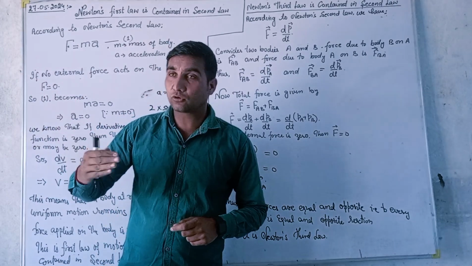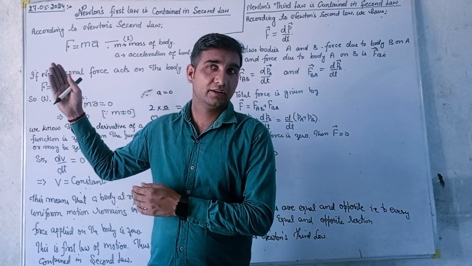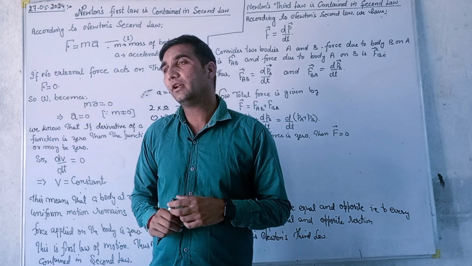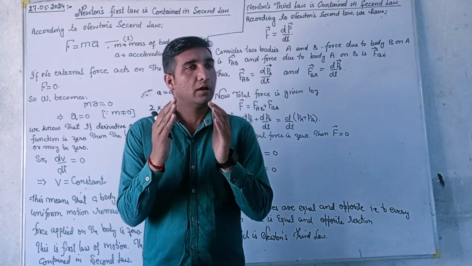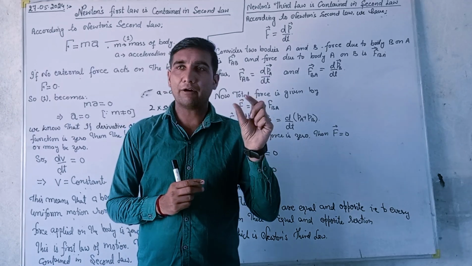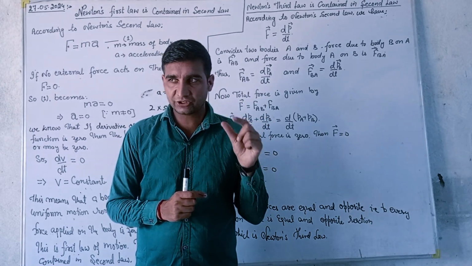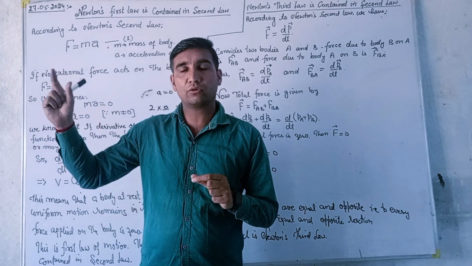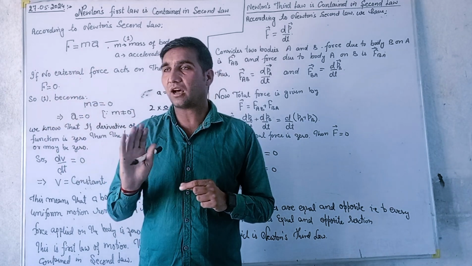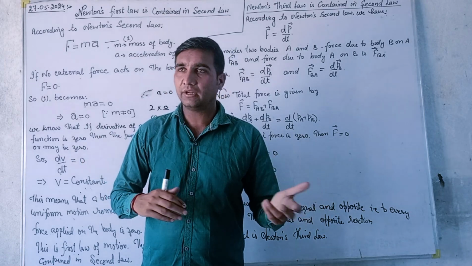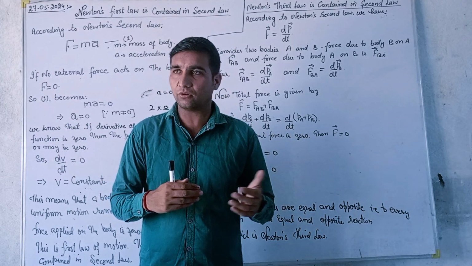I have already told you in the first chapter, where we studied differentiation and integration, that if the derivative of a function is 0, then that particular function must be constant or 0. If the function is constant, its derivative is 0.